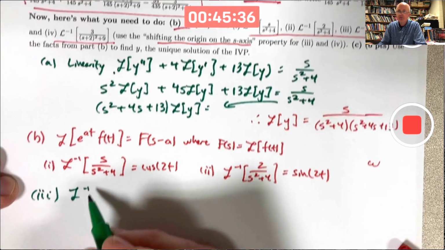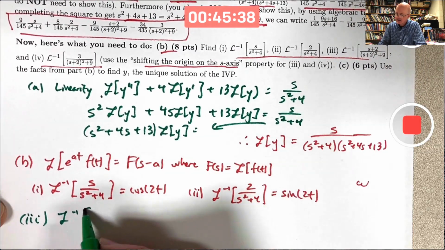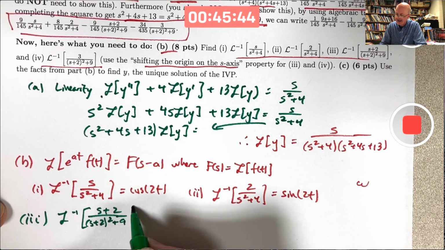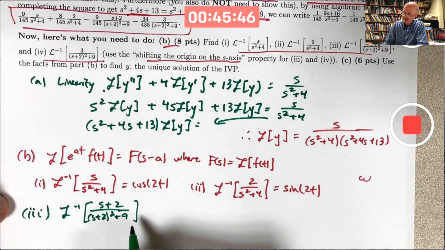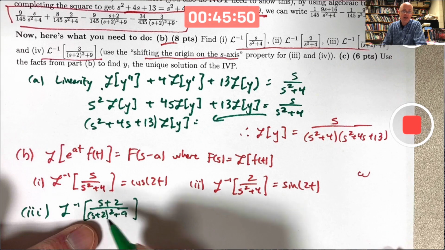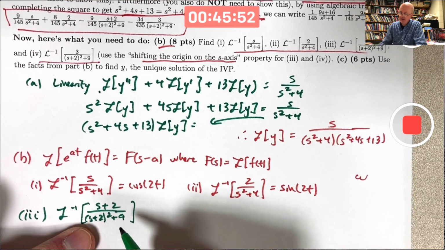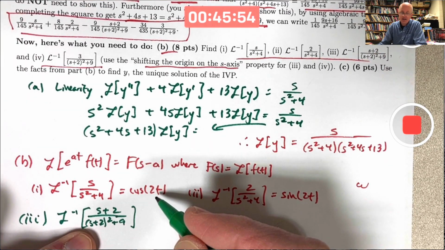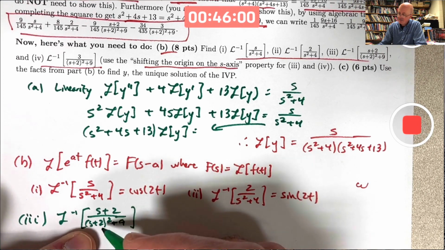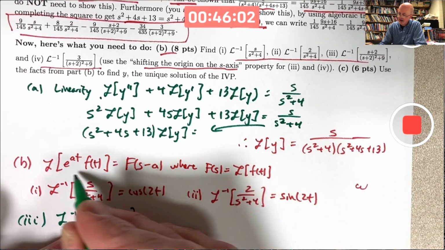Inverse Laplace transform of this: s plus 2 over (s plus 2) quantity squared plus 9. Notice that 9 is 3 squared. If I replace the s plus 2's here and here with just s, it would be like this one, and I get cosine of 3t, because 9 is 3 squared. But I've got s plus 2's there. I also have to use this fact.